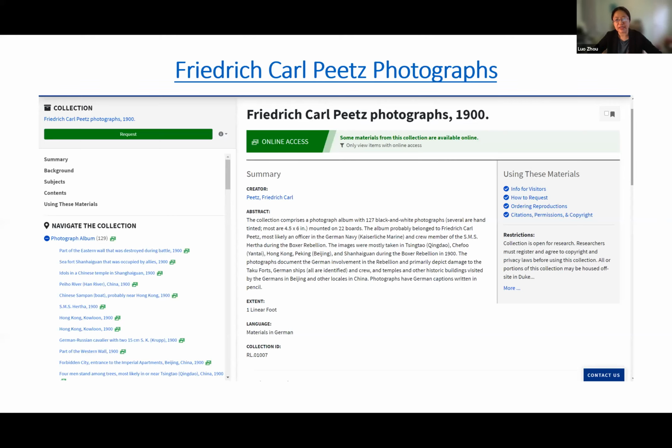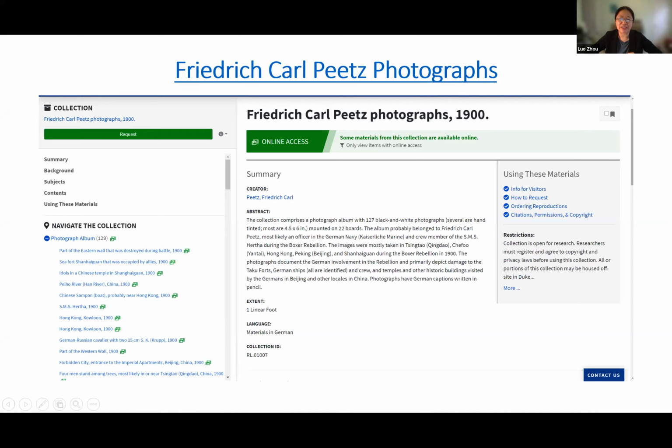The photographer is a German officer with the German Navy, who came during the Boxer Rebellion, and he visited all these port cities in China, including Qingdao, Qufu, Tianjin, Hong Kong, Beijing, etc. So quite interesting and very different from all the other photos we already have in our collection, and the historical incident is interesting as well. It's during the Boxer Rebellion. And also, again, because of the time, it's a very good candidate for digitization.